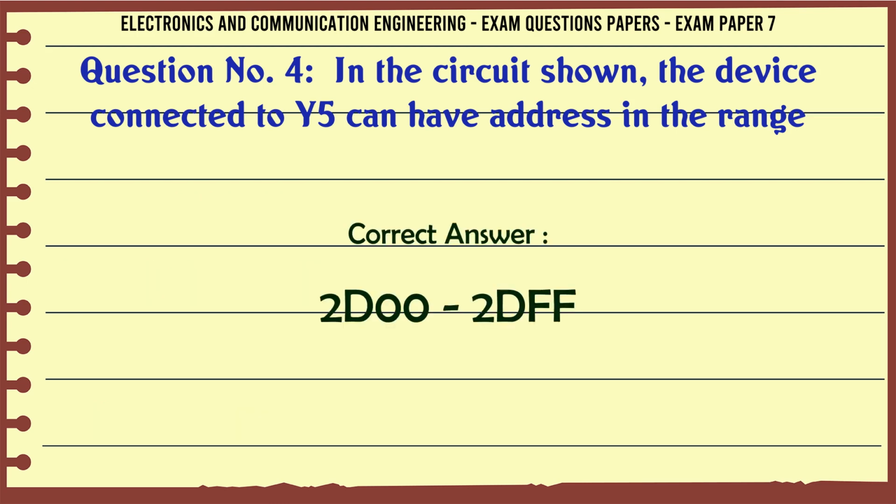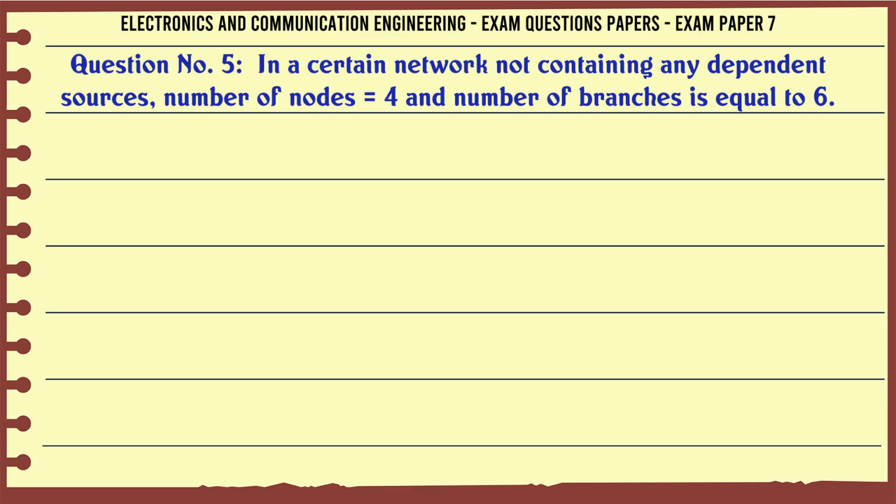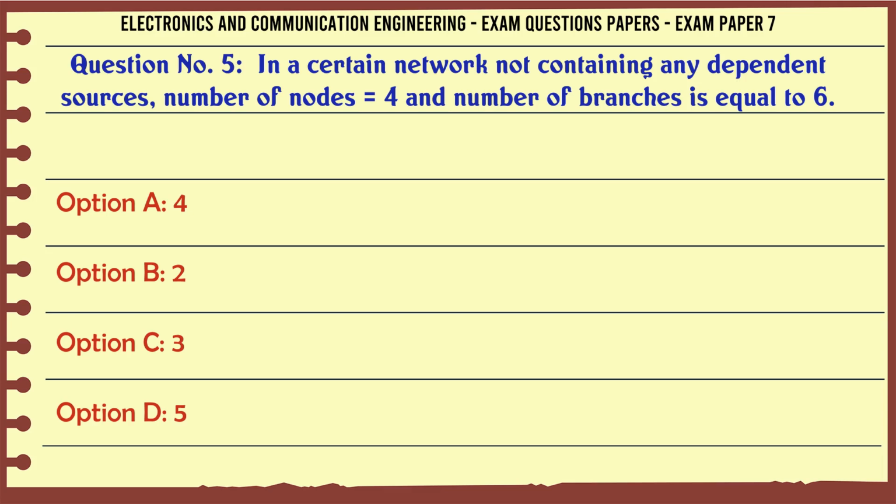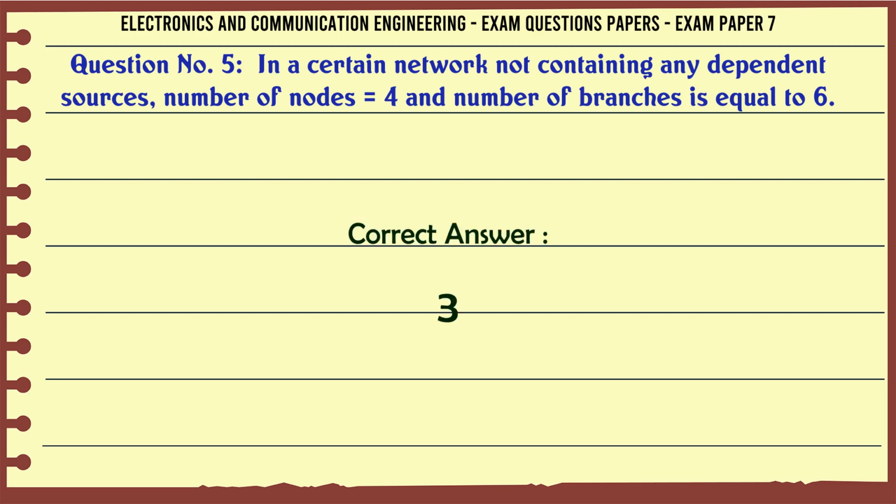The correct answer is 2D002DFF. In a certain network not containing any dependent sources, the number of nodes is 4 and the number of branches is equal to 6. A 4, B 2, C 3, D 5. The correct answer is 3.